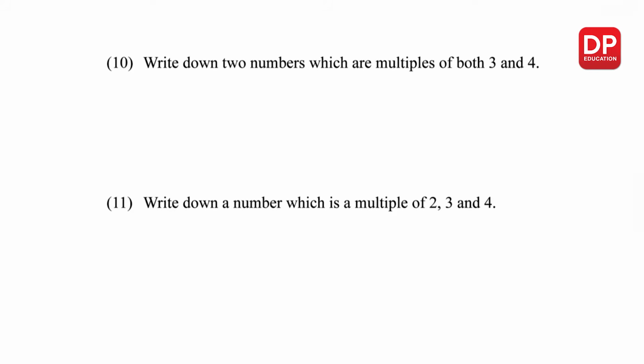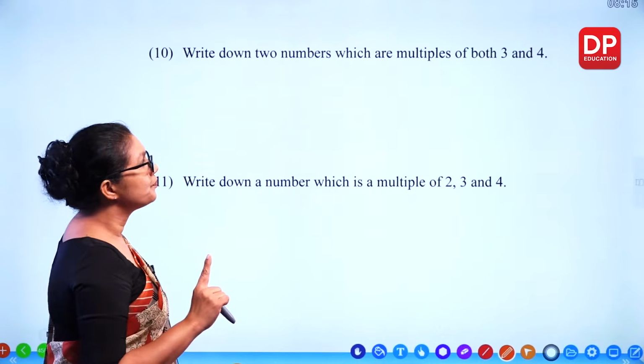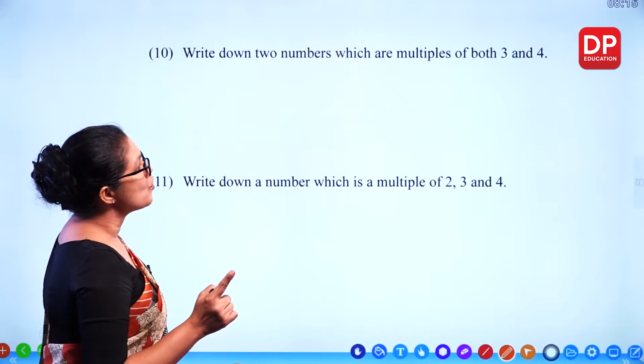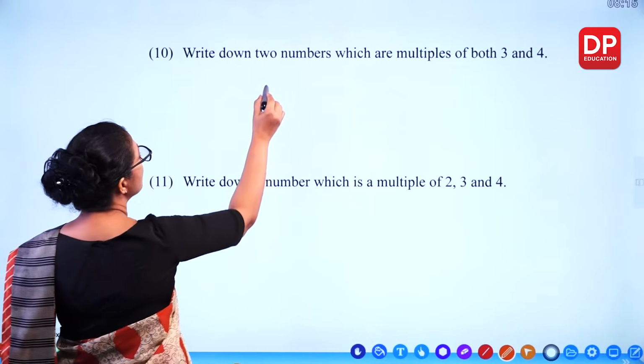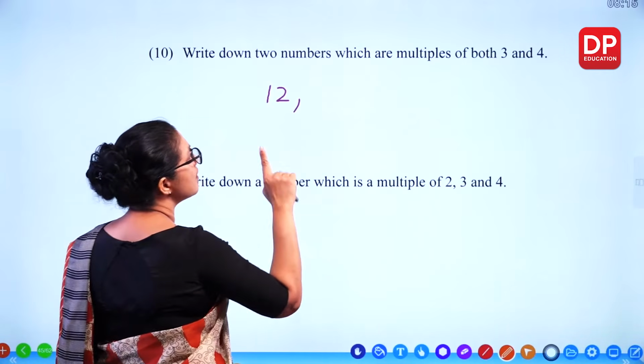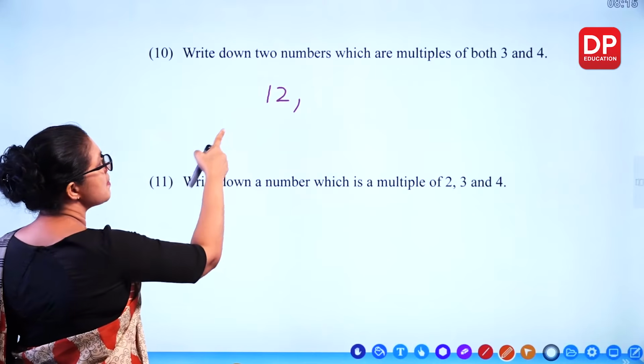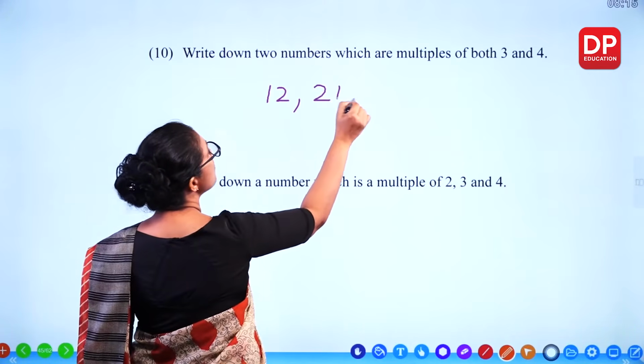Write down two numbers which are multiples of both 3 and 4. 3 times 4, 12. 4 times 3, 12. Then any multiple is possible. So you can write 24.